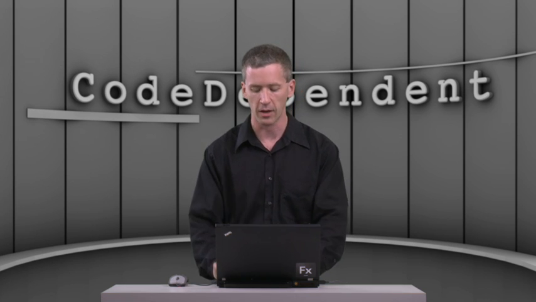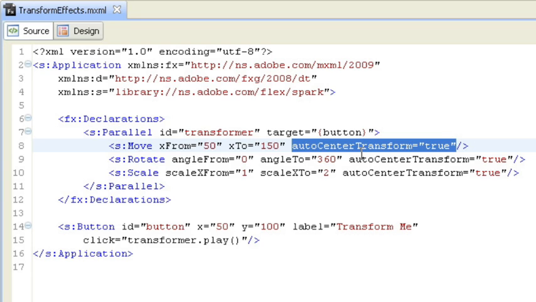Now, one of the elements that you need to be aware of, since these things operate together, is there are some shared properties that they will all share when they run together. So one of those is auto-center transform. It's basically saying, do you want me to calculate the center of the object in 2D and place the center of rotation and the center of scale there, and then base all the transform operations around that? And in most cases, you probably do. So I've said auto-center transform equals true.